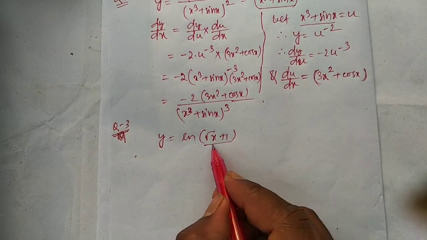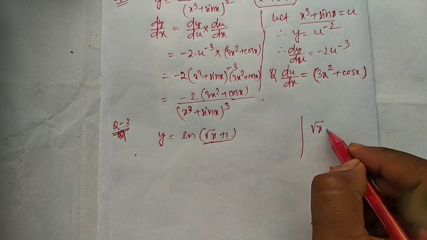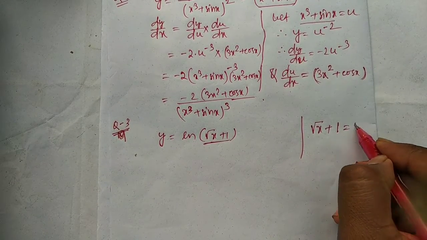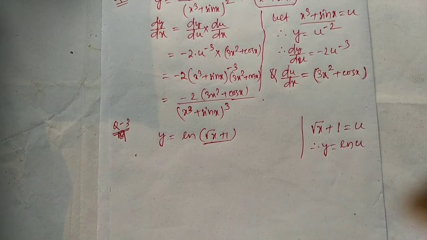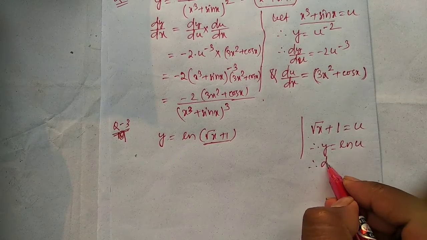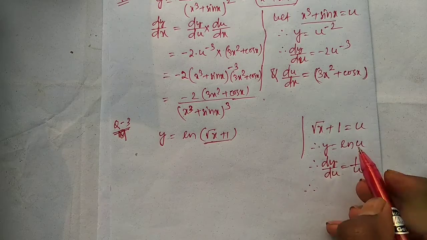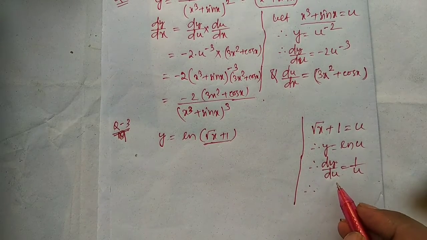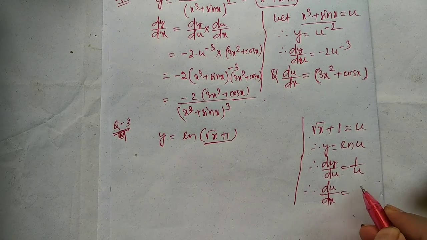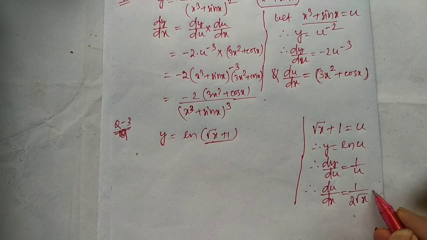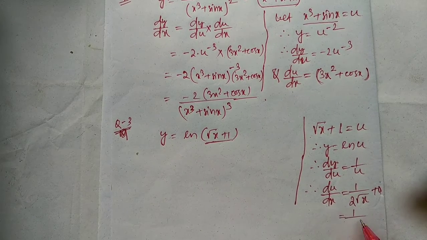Okay, so here this quantity is making problem, so substitute that one to some other variable. Let's say root x plus 1 is equal to u, so y will be ln u. Here y is a direct function of u, so we can find the derivative of y with respect to u. This will be 1 upon u, and u is a direct function of x, so du by dx will be 1 by 2 root x plus 0. As 1 is a constant quantity, its derivative will be 0.